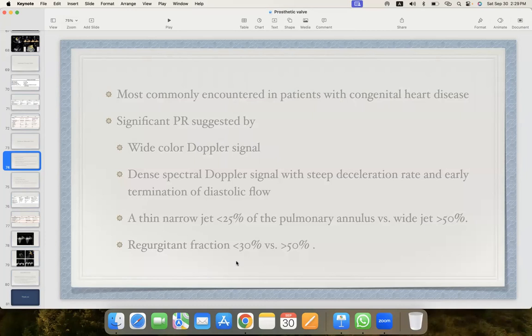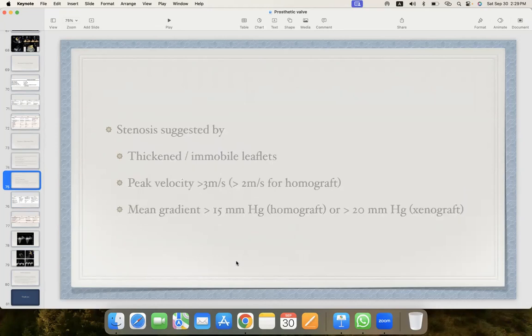If the patient has a diastolic reversal in these, then you will say that the patient has significant pulmonary regurg. So imagine this is similar to when we do that in the patient with aortic regurg. We look for the diastolic reversal in the aorta. Here we do it within the pulmonary artery. So if the patient has reversal, we can say that the patient has severe pulmonary regurg. On the other hand, for stenosis, if the peak velocity is more than 3, we consider this as stenosis. For homograft, it should be less.